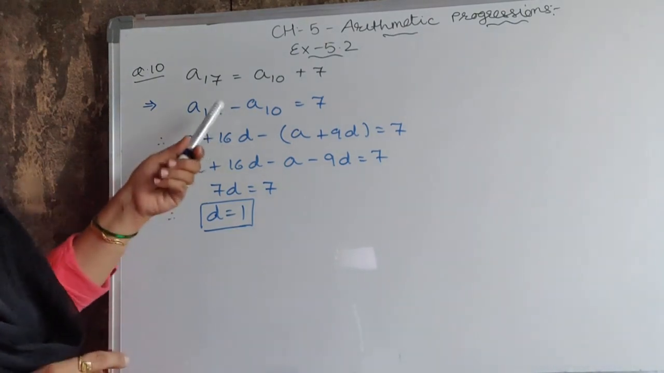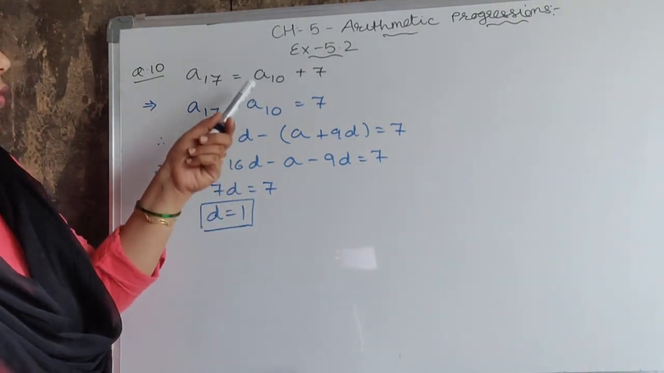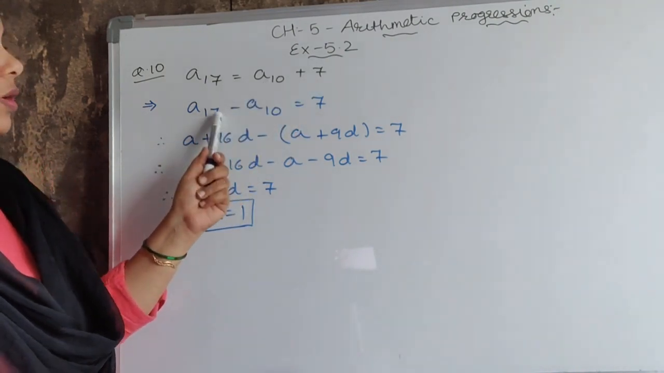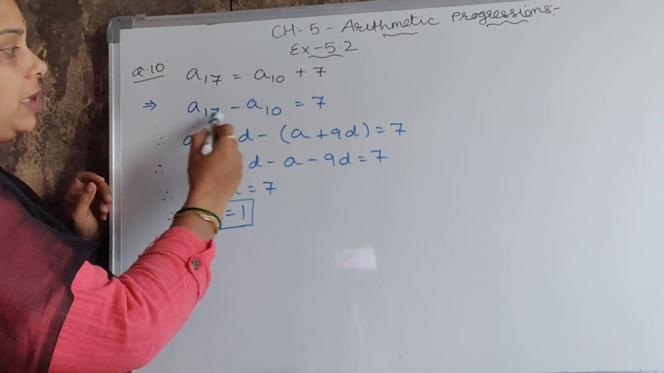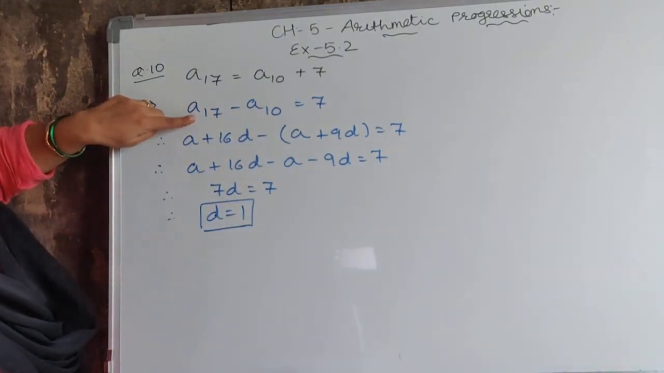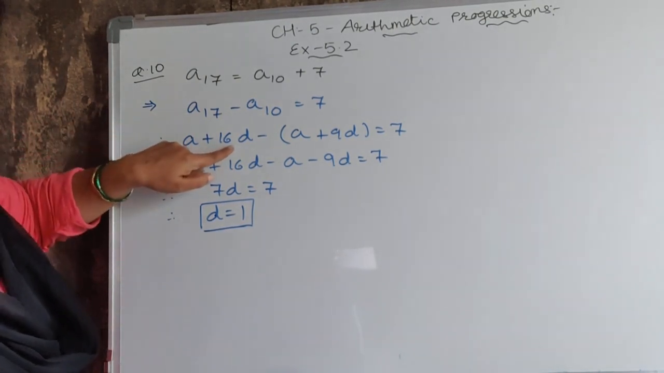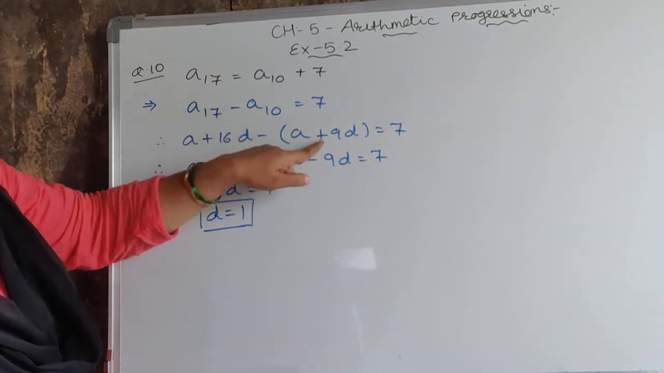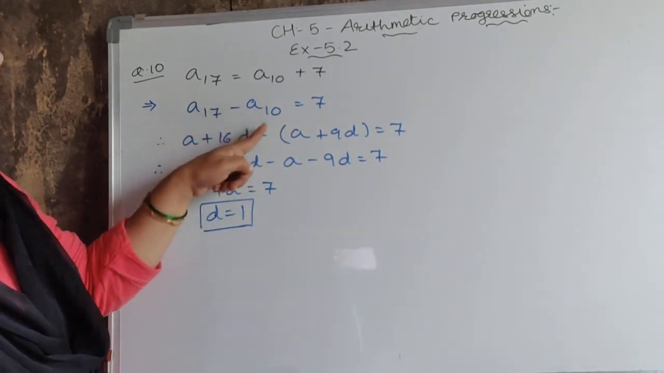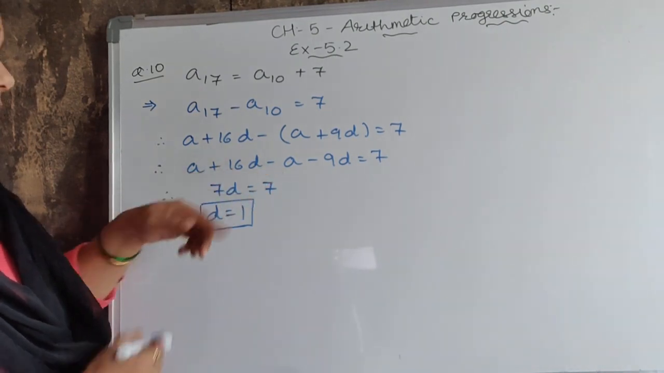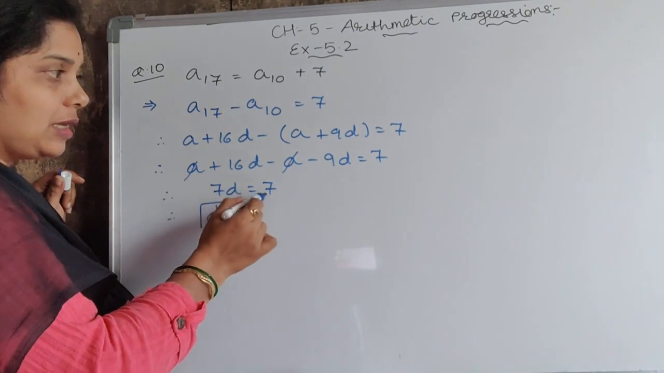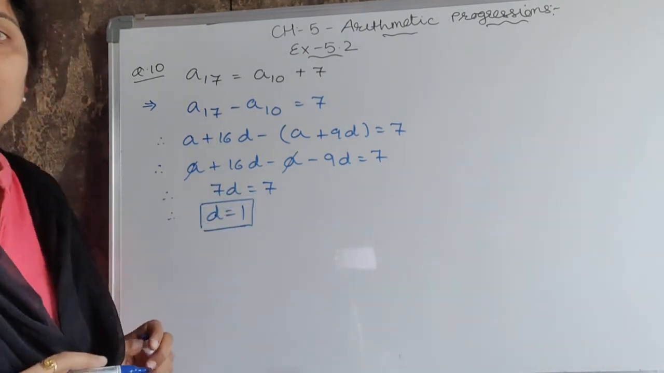So this is an easy four-step problem. Here A17 is equal to A10 plus 7. Now I take A10 to the other side. Now this is the final: A17 minus A10 is equal to 7. Now instead of A17, I have written A plus 16D, and instead of A10, A plus 9D, and then again a subtraction between A17 and A10. So finally plus A minus A cancel out, and 16D minus 9D is 7D is equal to 7, and D is equal to 1.